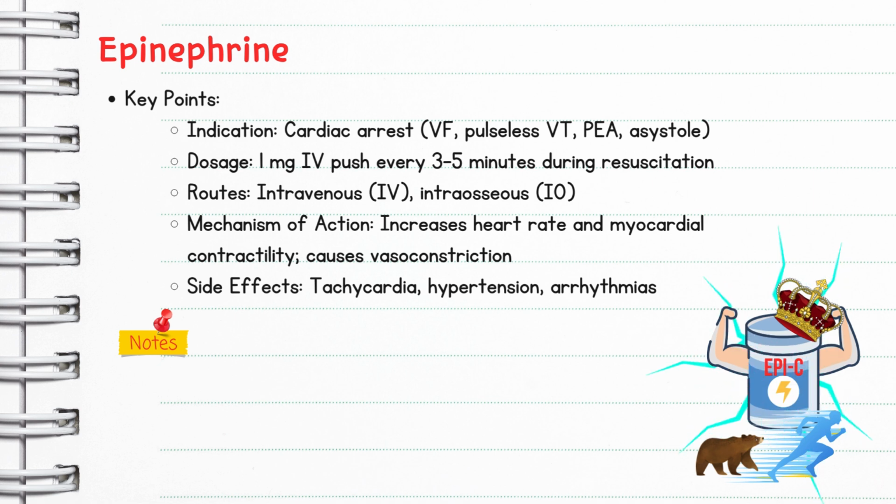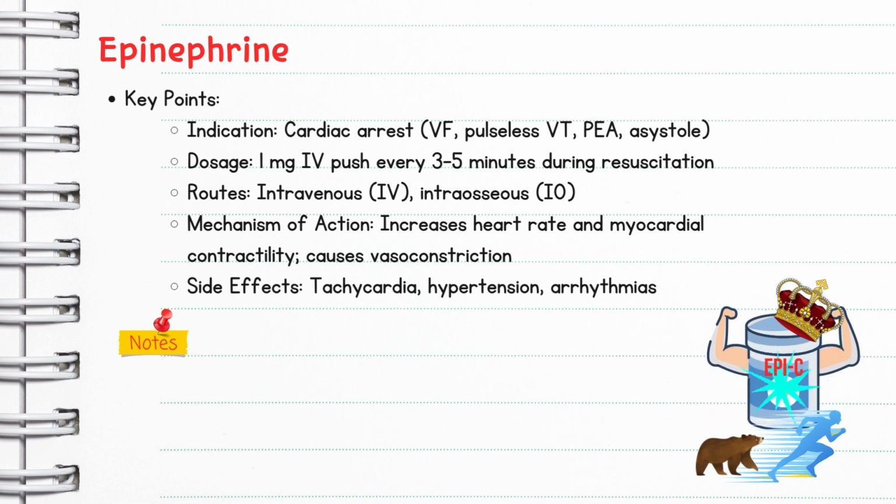Epi works by increasing the heart rate and myocardial contractility, which helps restore that effective cardiac rhythm. In addition, it also causes vasoconstriction, which can help improve blood pressure and perfusion during CPR. However, be cautious of the potential side effects like tachycardia, hypertension, and other arrhythmias that can come from using it in your patient. So just a reminder of our Picmonic down there.